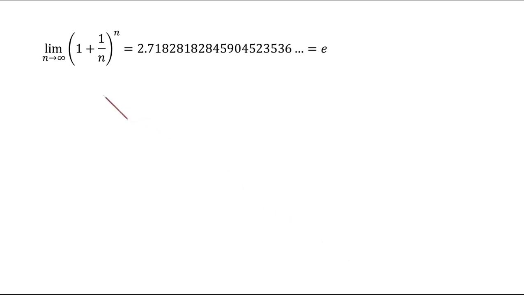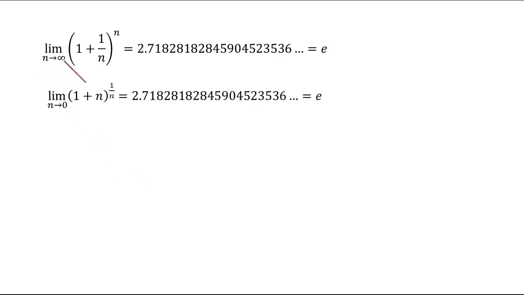So when this n becomes a very, very large number, this number will get closer and closer to E. And similarly, we can say that instead of n tends to infinity, if n tends to 0, so instead of taking 1 upon n, we are simply taking n, and instead of n over here, we are taking the power as 1 upon n, we'll still get the same answer E.